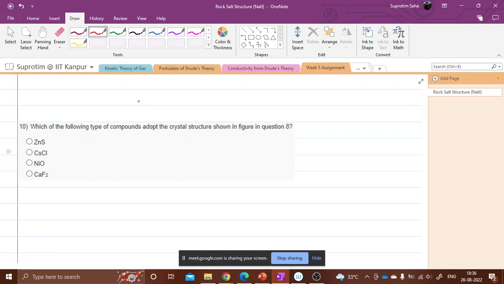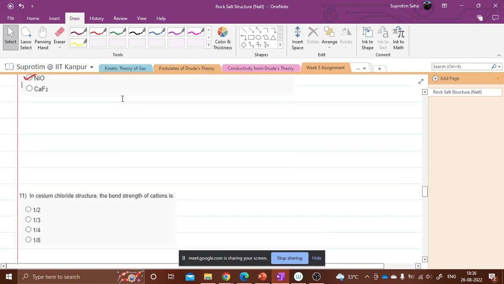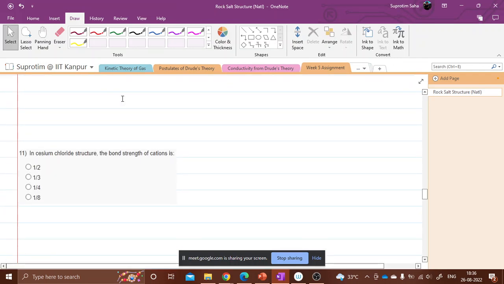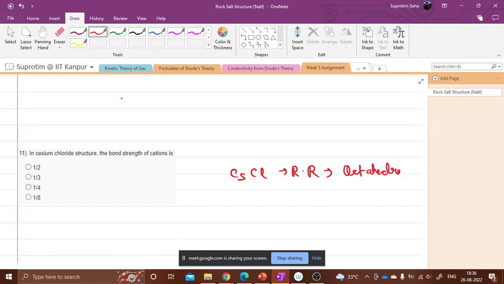This is your Ni, right? So it belongs to the NaCl type of class. So basically you have NiO as the correct option. Okay. So in the cesium chloride structure, the bond strength of cations. So cesium chloride suggests that it is octahedrally coordinated, right?